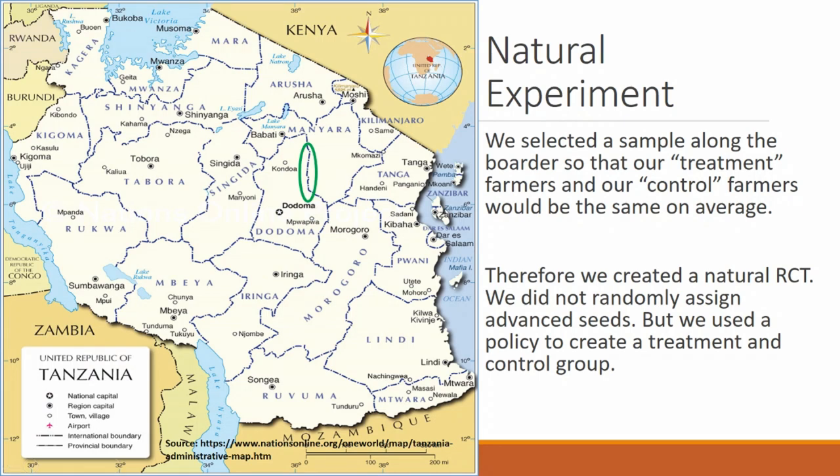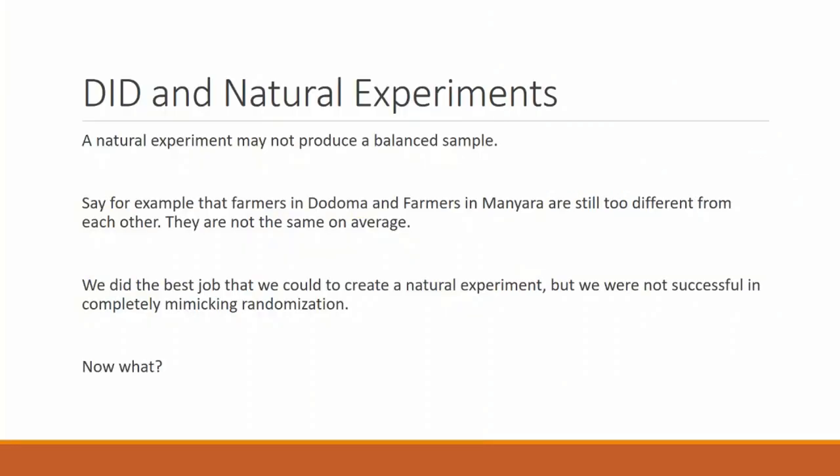Basically, our treatment group and our control group are not quite the same on average. They're similar, but they're not quite the same. And so we can't just do a pure natural experiment like we did in the past lecture. Okay. It does not perfectly match, or it does not quite mimic randomization. Now what? What do we do?